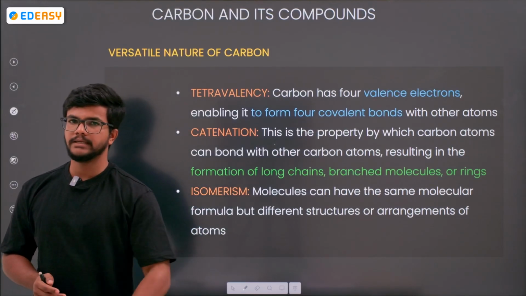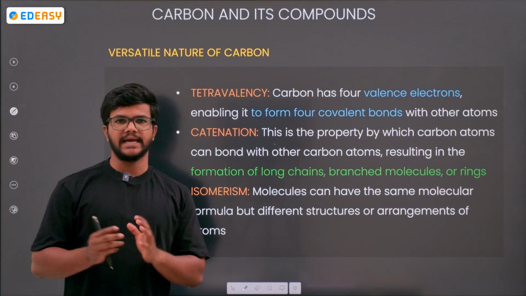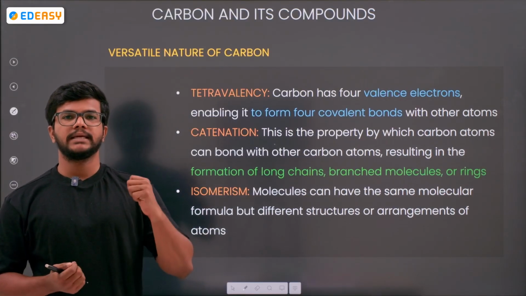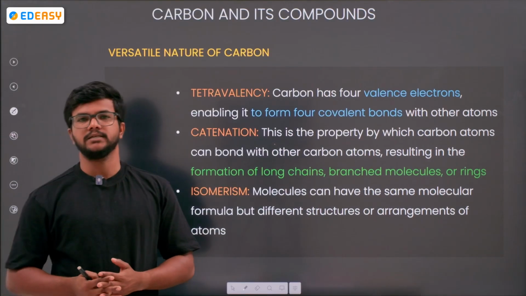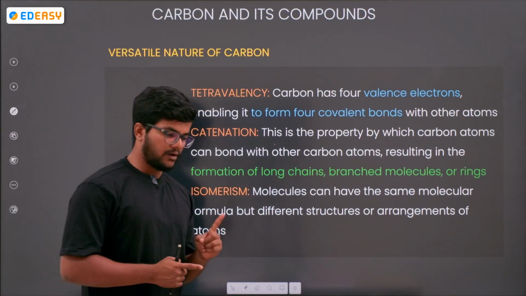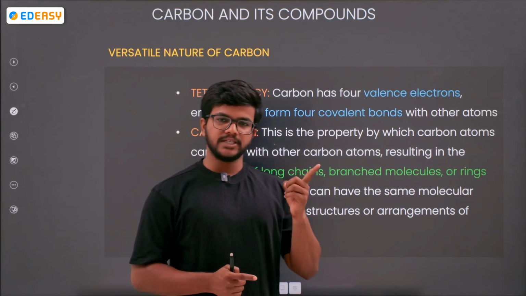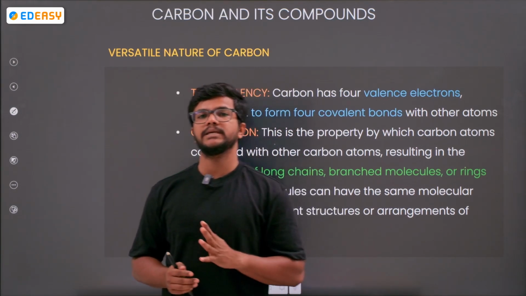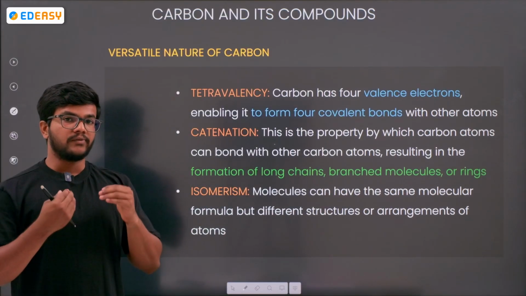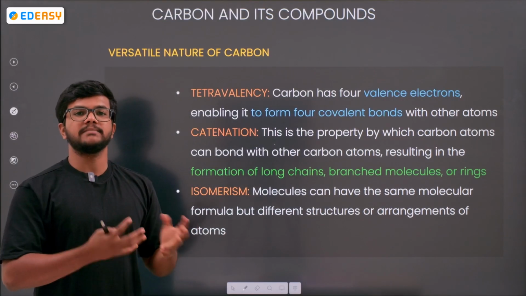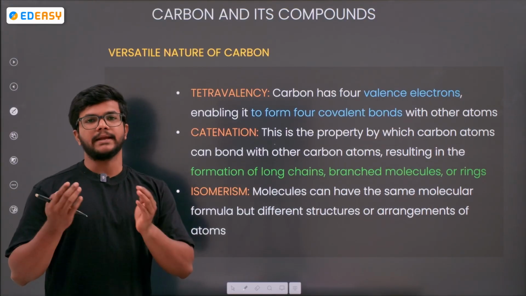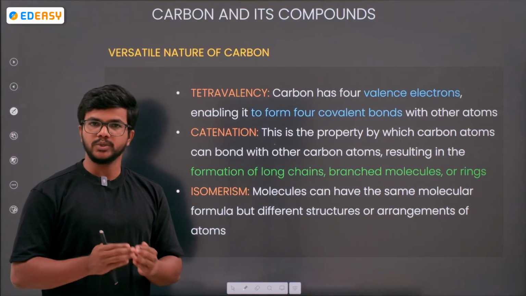Okay, so carbon has a special character. That character is nothing but the versatile nature of the carbon. There are some points under the versatile nature. So first is tetravalence. So carbon can exist as C minus 4 and C plus 4. C minus 4 means carbon takes 4 electrons, it becomes C minus 4. When carbon donates the electrons, it becomes C plus 4. So tetravalency of carbon. Not only carbon, silicon also can show the tetravalency.